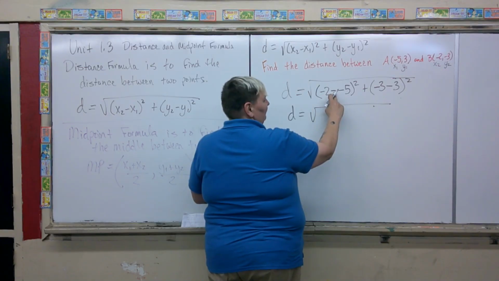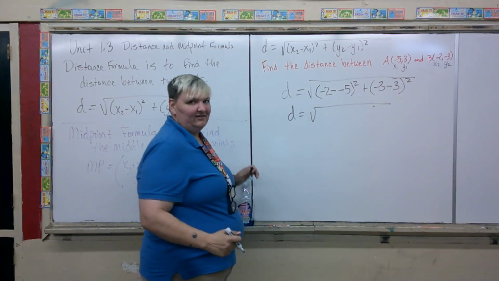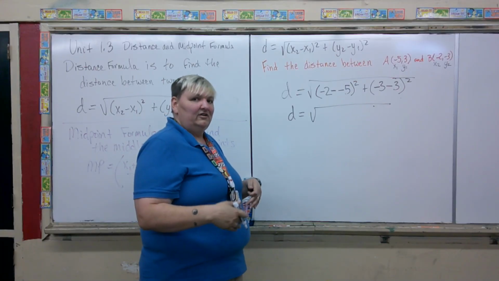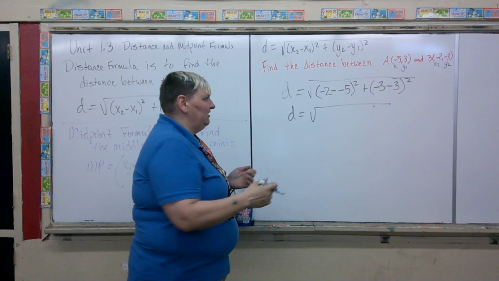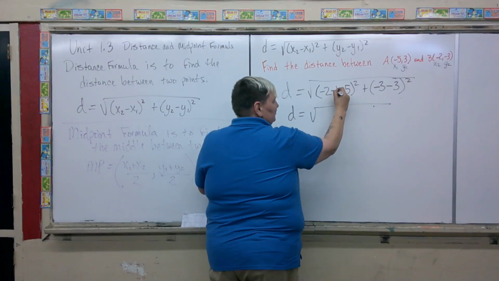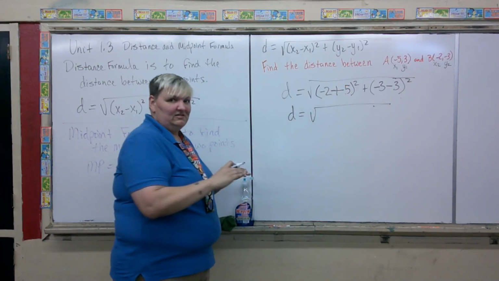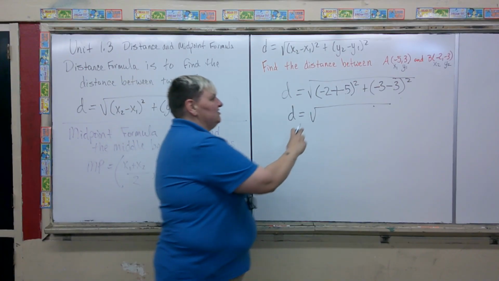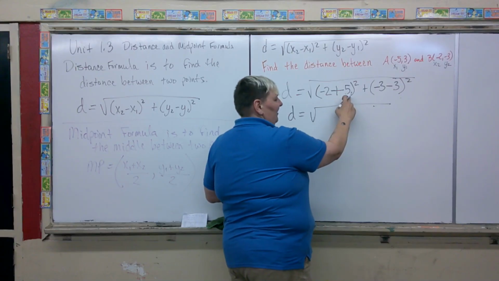-2 minus a -5. When you're subtracting a negative, you're adding something. So when you see this double negative in the center here, just turn it into a positive. Prevent future mistakes. Alright, so it's -2 plus 5.